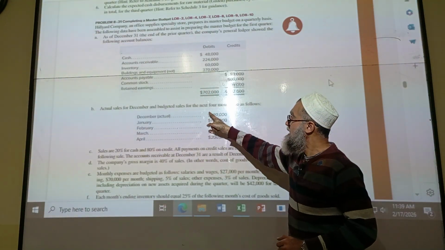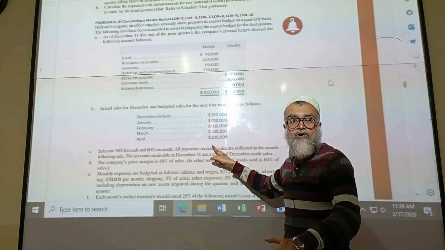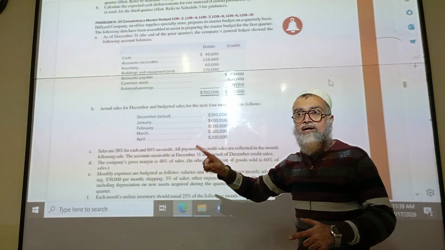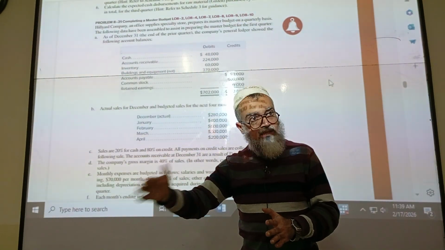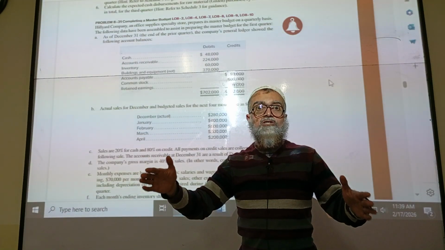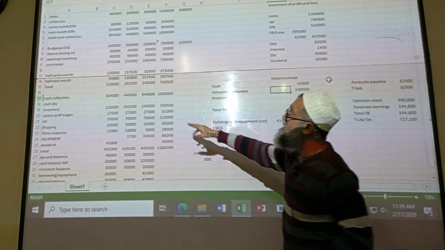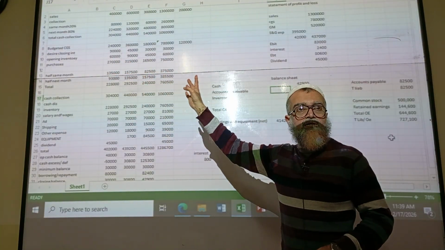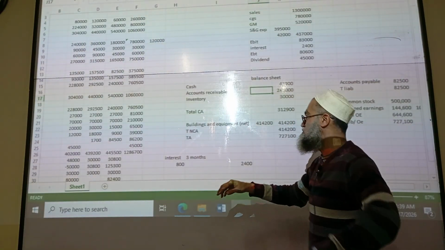Then they've given the actual sales for December and the expected sales for the quarter separately for each month. In the exam, it won't be that easy. I'll be giving you the number of units separately from the price, so you will need to multiply. Now, if this is already given, you simply need to copy the figures from the question to the Excel sheet, sales.